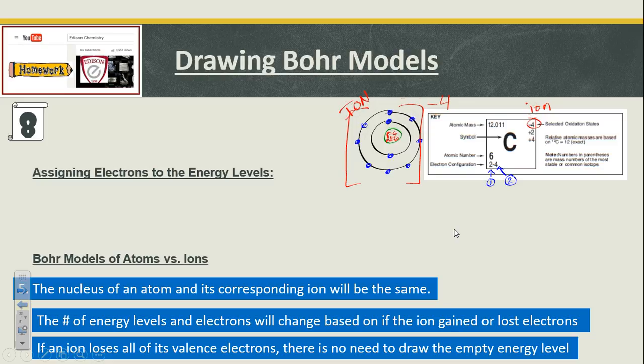If the ion loses all of its valence electrons, there's no need to draw the empty energy level. Let me show you the +4 ion and how we would draw that. Okay, let me start over a little bit. If we're going to do the +4 ion, it means that we have lost 4 electrons from the outside ring, which means that entire ring disappears, and right there is a carbon +4 ion. We don't need to draw an empty ring of electrons because it simply goes away.